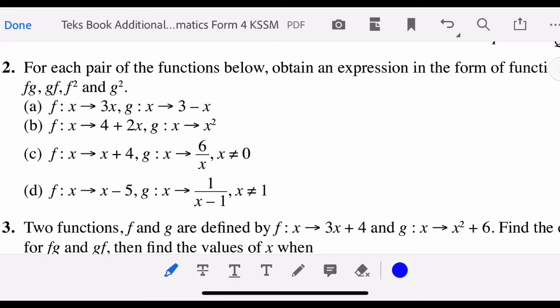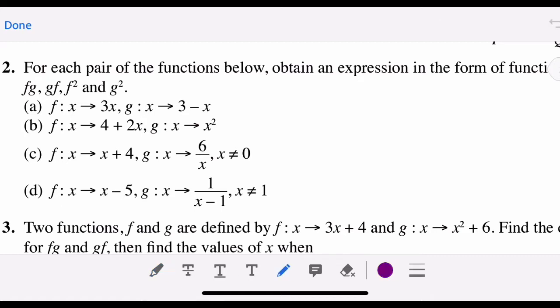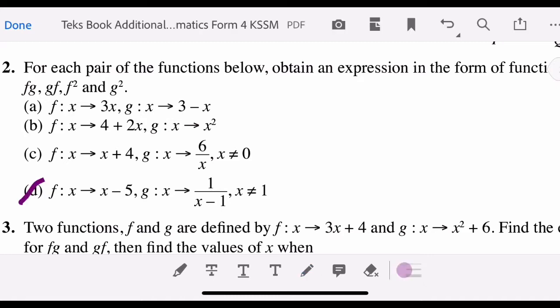Okay, today I will discuss question number D. Alright, because there is one student asking about question D. This question I actually didn't discuss with the other class, right? So now I'm going to discuss D, which is actually for FG, GF, F2, and G2, right?